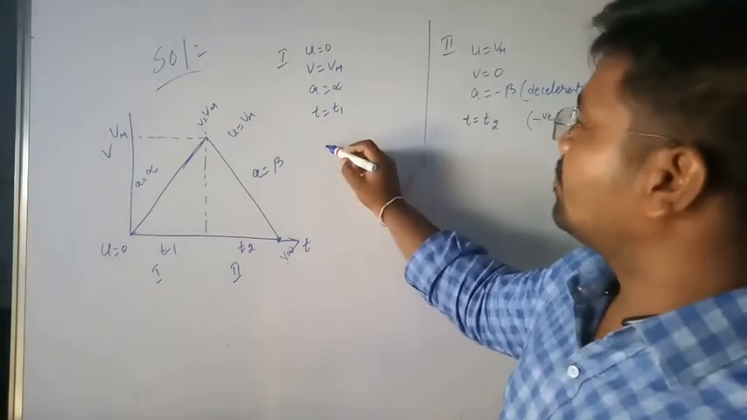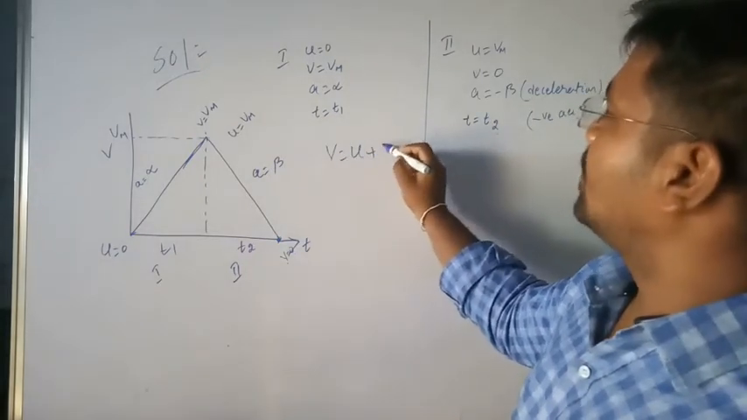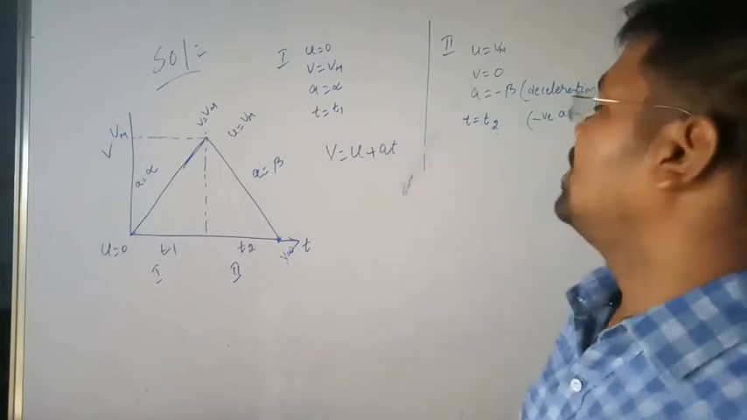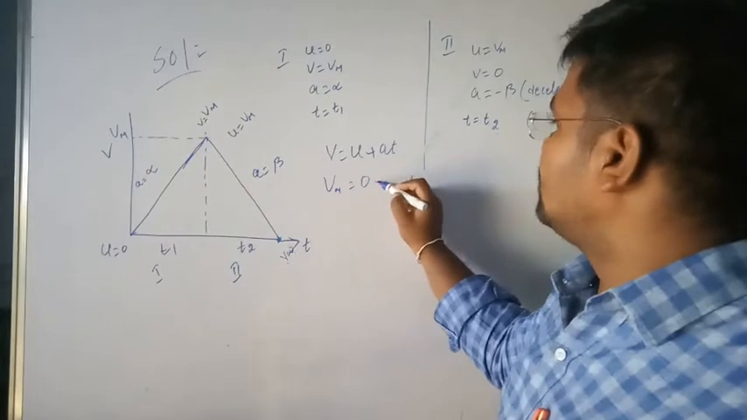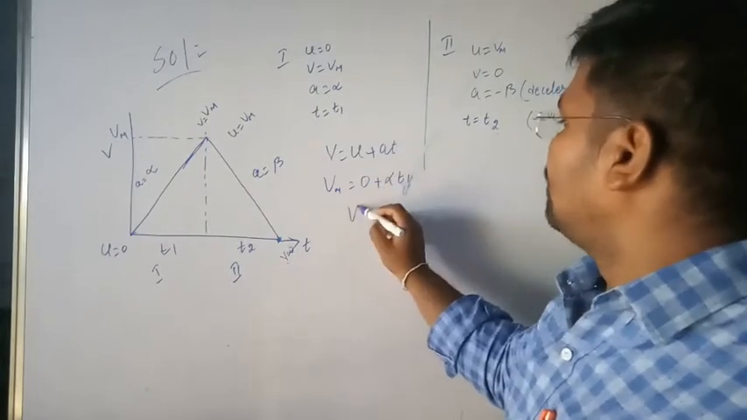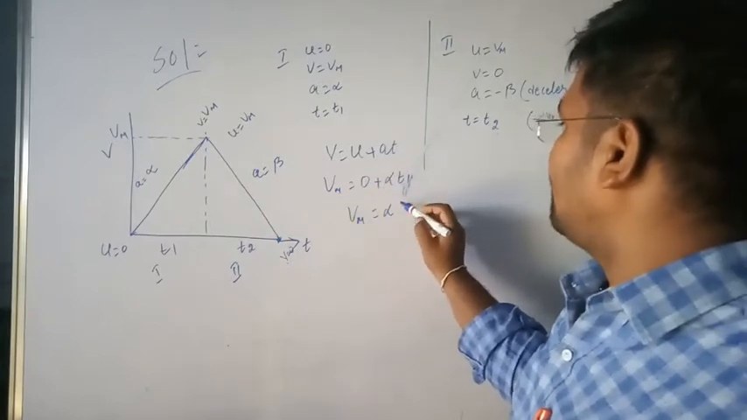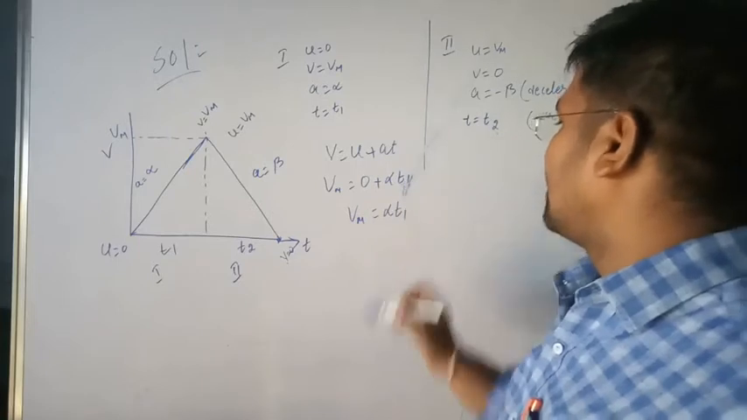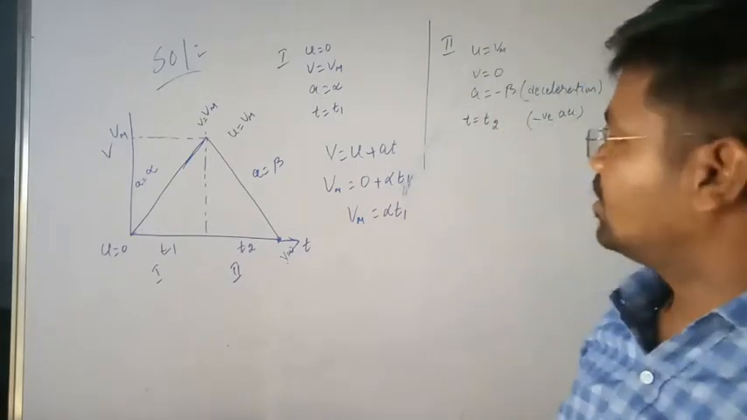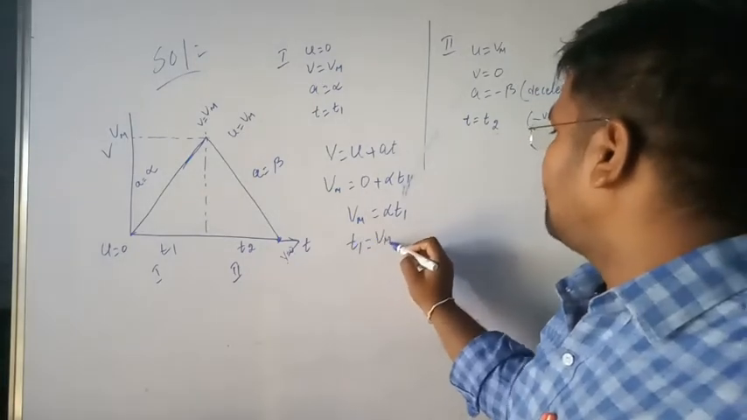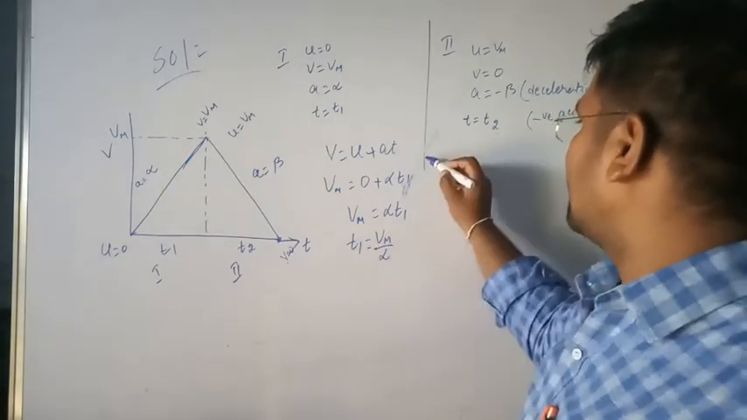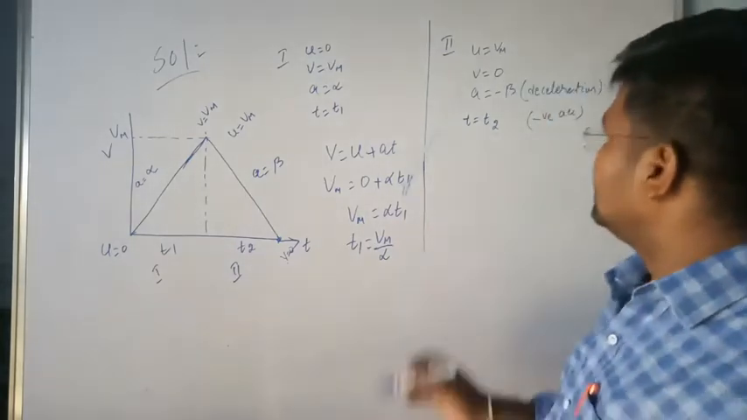From the kinematic formula, v is equal to u plus at. V max is equal to 0 plus alpha into t1. V max is equal to alpha t1. Understand, here in this case t1 is equal to Vm by alpha.